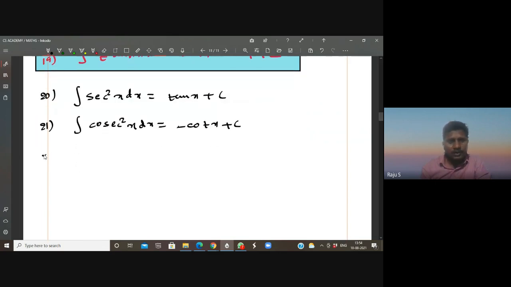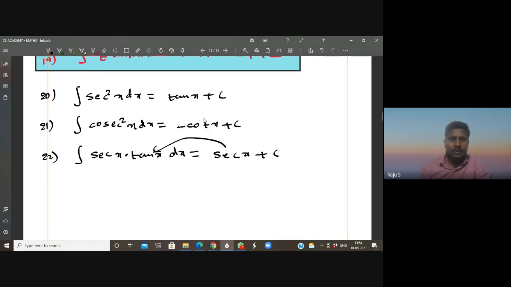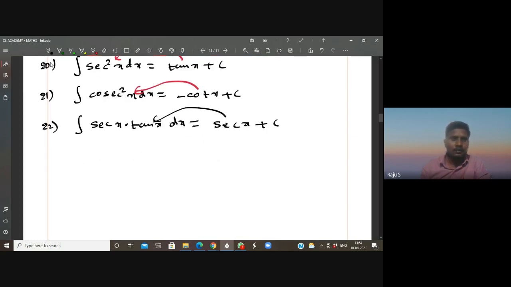And the 22nd formula, I'm going to take secant x into tan x. For what function does the derivative become secant x tan x? Is it sin x? No. Cos? No. Tan? No. Secant x. So the derivative of secant x is secant x tan x. Cot x's derivative is actually minus cosecant square, this minus I'm taking, right. So tan becomes secant square. That's all.